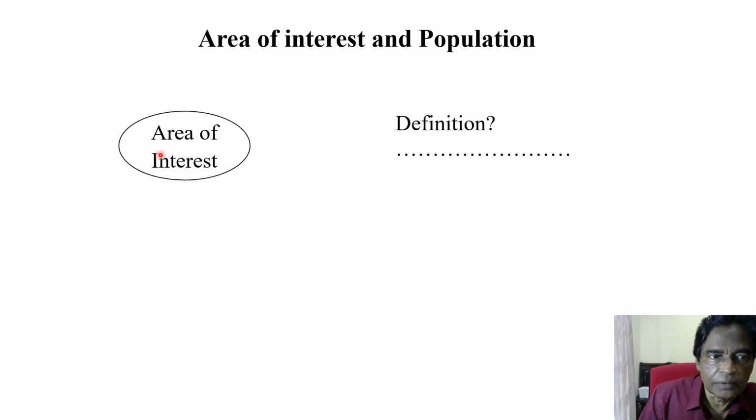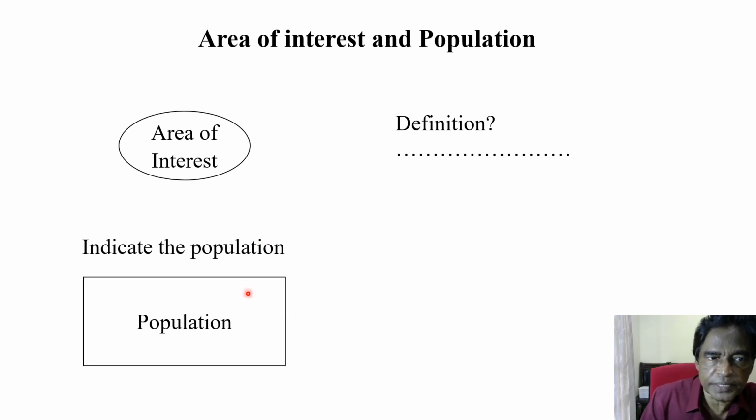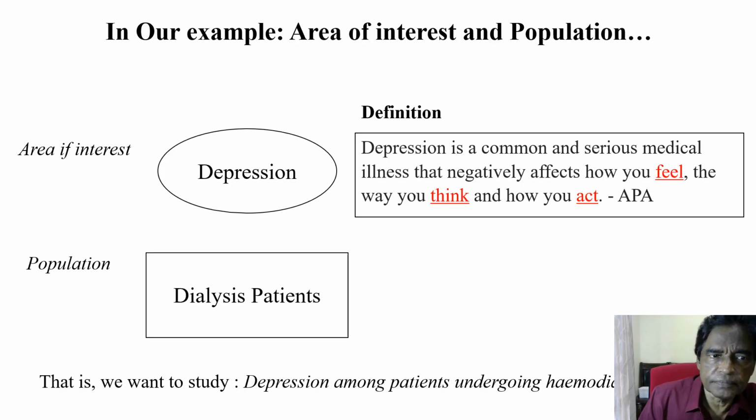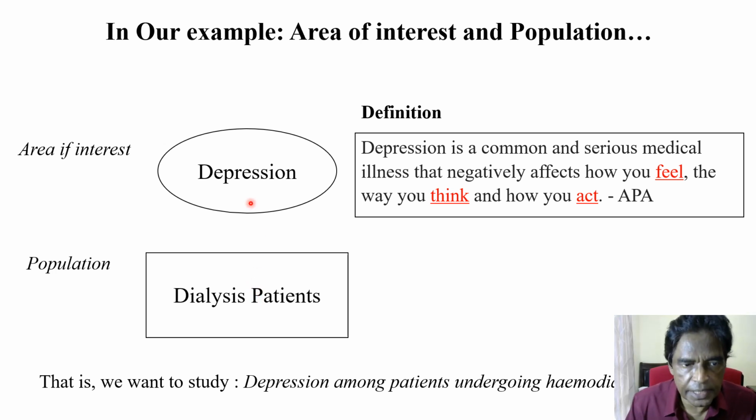Next, you already decided your area of interest. So what's next? Indicate which target population you want to study. For example, dengue. If you're talking about KAP, which population? It can be the general population, nurses, university students, teachers, right? Define it. In our example of depression, my population of interest is dialysis patients. Depression can be in any group of people, but I'm taking it specifically among dialysis patients.